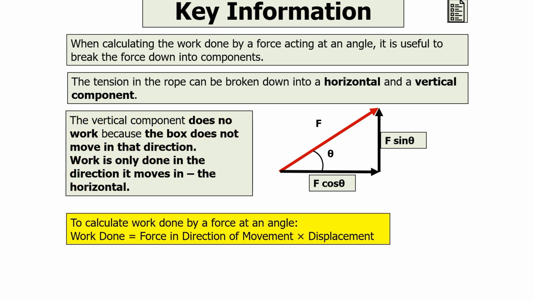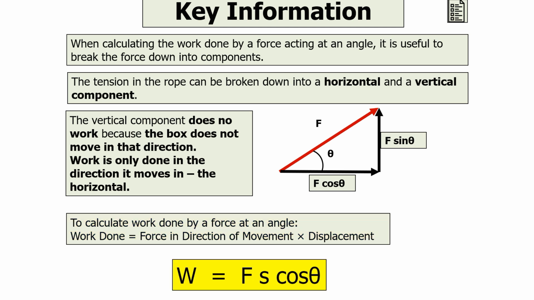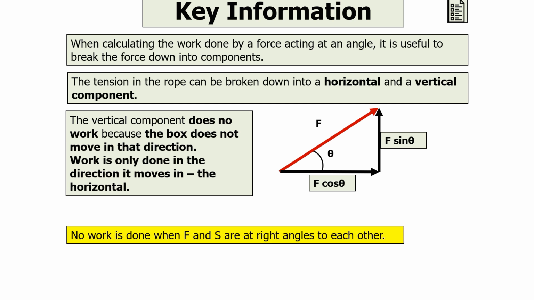Now we calculate work done by a force at an angle by saying work done is force in the direction of movement times the displacement, which is most likely the horizontal. So W is equal to Fs cos theta. Now no work is done when F and s are at right angles to each other. This is because if theta equals 90, then cos 90 equals 0, so no work is done.